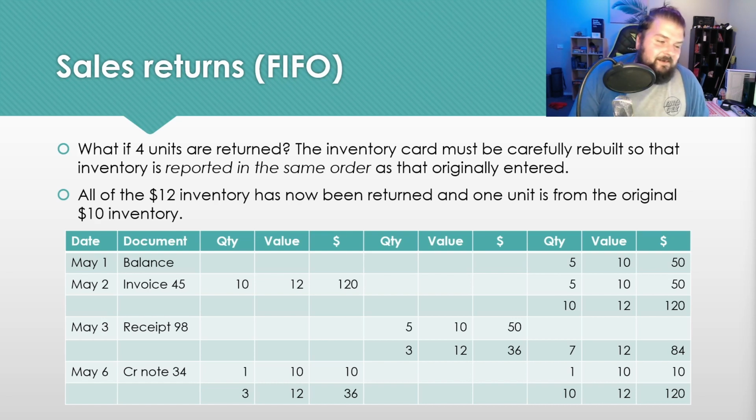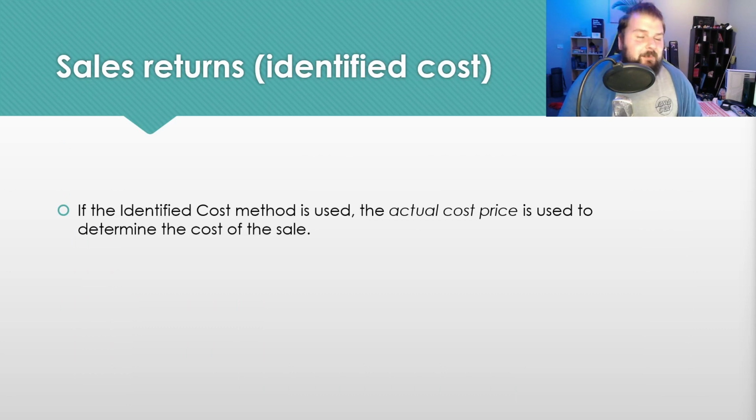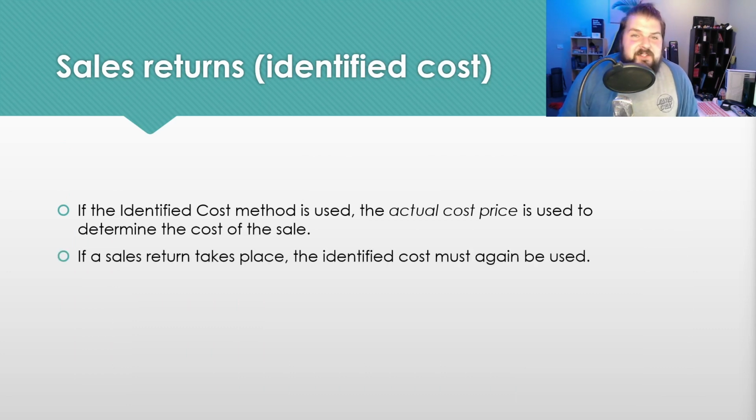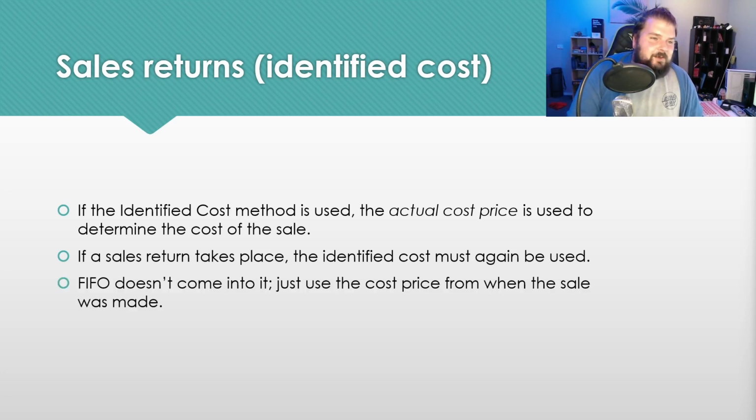Now, with identified cost, it's a little bit simpler. With identified cost, we just need to take the price that we've identified of the inventory being returned. FIFO doesn't come into it at all, and we just consider the price of what we sold in the first place. But usually we'll be looking at a FIFO example where we just work backwards. So if you can get that in your head: when we are selling stuff, it's FIFO, and when things are being returned, we just go backwards.